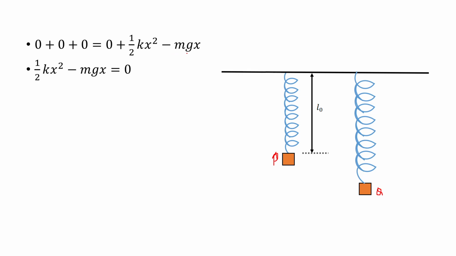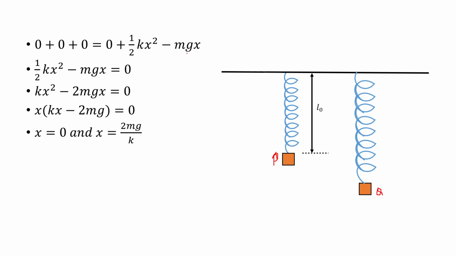When we solve this equation, half kx square minus mgx equals 0, so kx square minus 2mgx is 0. After taking the factor x outside, we get x equals 0 and x equals 2mg by k. So these are the two solutions. The particle will come momentarily to rest at two positions, one at x equals 0 and another at x equals 2mg by k. These will be the two extreme positions, and it will oscillate between these two.